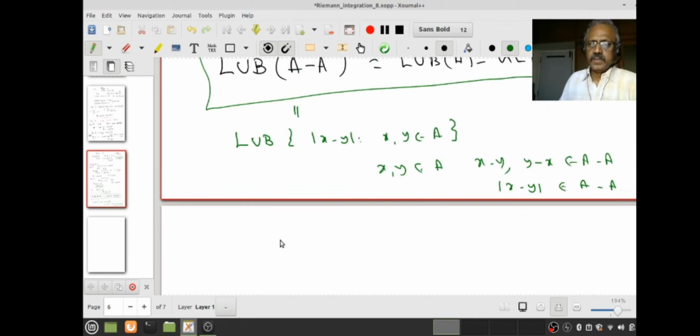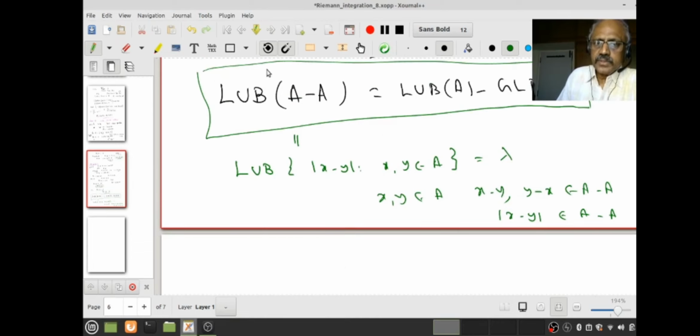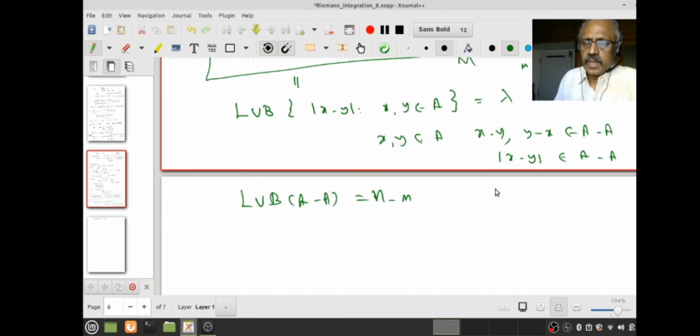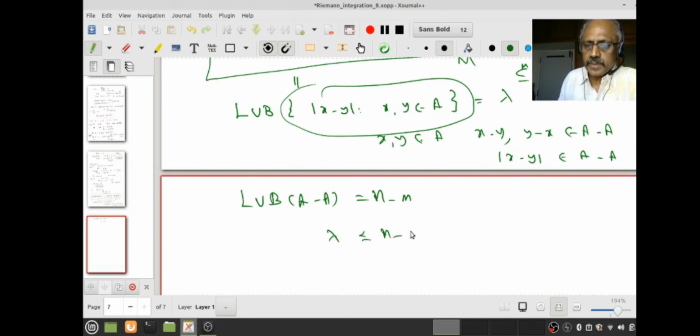Okay. So, to make your ideas clear, let me call it something like lambda. What do I know? This I know, LUB of A minus A is capital M minus small m, where capital M and small m are as before. And lambda, therefore, this set is a subset of A minus A. Therefore, what do I know? Lambda is less than or equal to M minus m. Are you following? Yes or no? Okay.